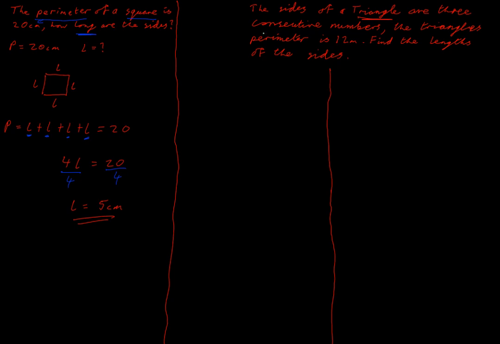Now let's have a look here. The sides of a triangle are 3 consecutive numbers. That should say whole numbers. The triangle's perimeter is 12 meters. Find the lengths of the sides. Again, I have a bunch of keywords. I'm looking for a triangle. I have consecutive numbers. I know a perimeter. And I'm looking for the lengths of the sides.